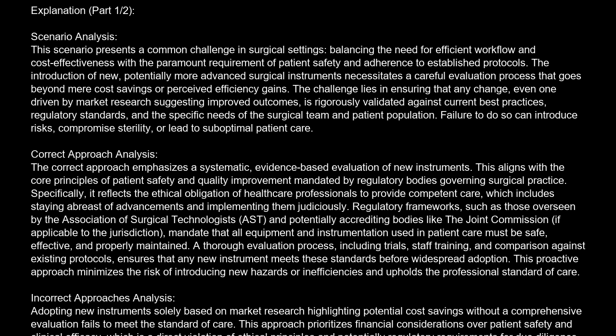Adopting new instruments solely based on market research, highlighting potential cost savings without a comprehensive evaluation, fails to meet the standard of care. This approach prioritizes financial considerations over patient safety and clinical efficacy, which is a direct violation of ethical principles and potentially regulatory requirements for due diligence in equipment selection.